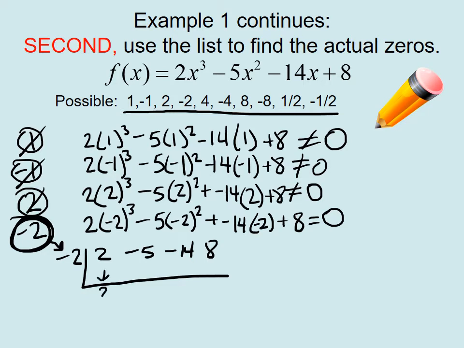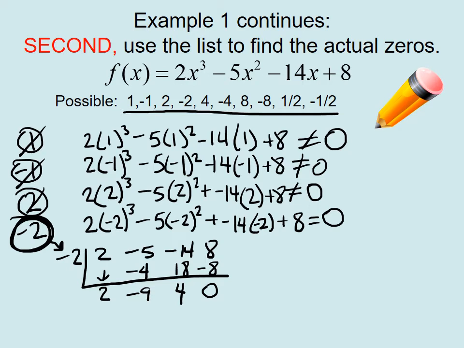Bring down your 2. 2 times -2. Add -9. -2 times -9, 18. We get 4. -2 times 4 is -8. And we get that 0. This again confirms that yes, -2 is a 0.